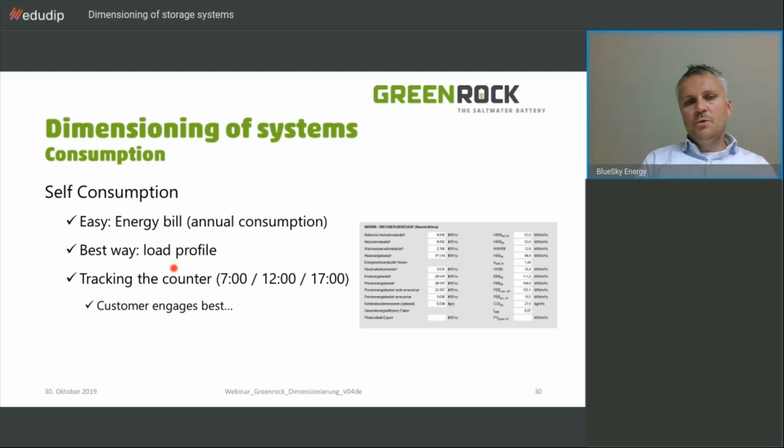And of course, there would be a manual way if we engage the customer and say, let's do a counter checking, that's the manual part, and check your counter and write it down. What's the accumulated energy at 7 o'clock, at 12 o'clock, at 5 o'clock in the afternoon, and therefore obtaining the profile, how much energy is consumed in certain time frames. So that's basically how we can derive the energy consumption in a house or industrial application.